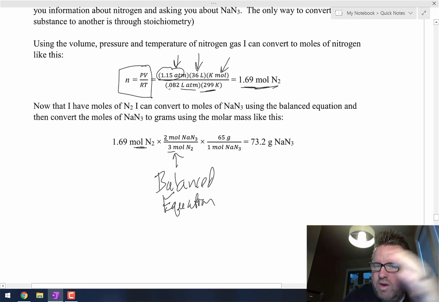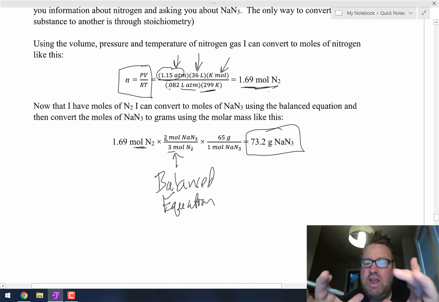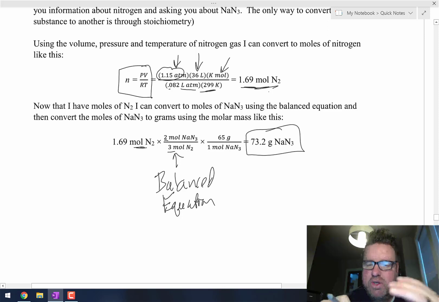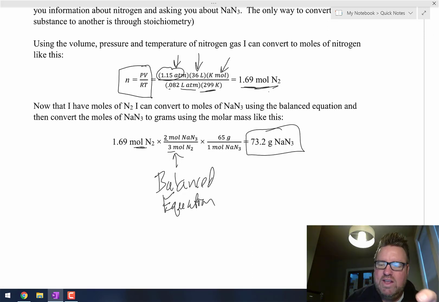And then I go to the periodic table. I look up the molar mass of NaN3 at 65. And then I just do the math. So that means that the steering column will need to have about 73.2 grams of sodium azide in it.